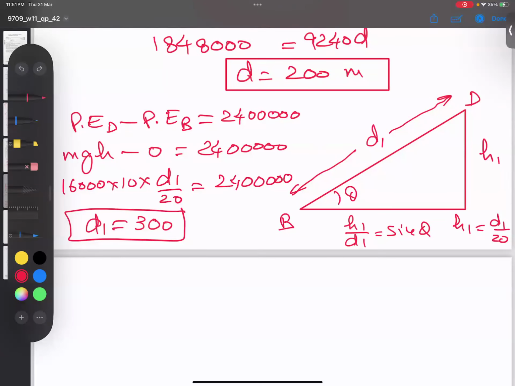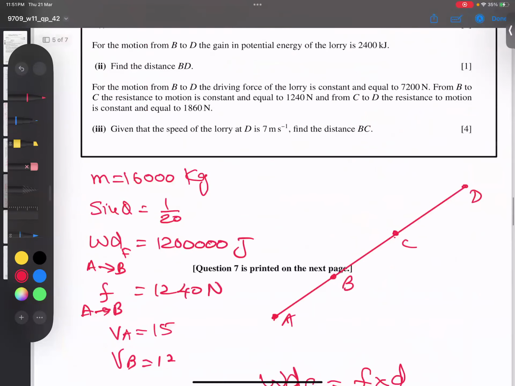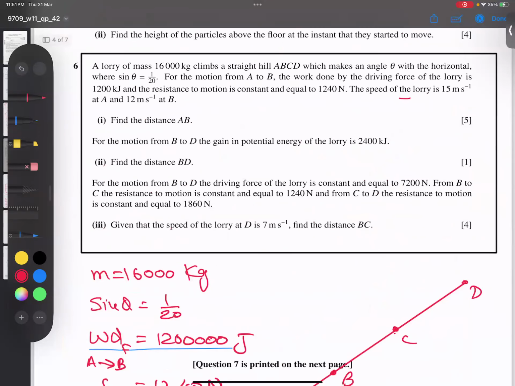So Alhamdulillah Rabbil Alameen, part 2 is completely over. And let's talk about the last part, the third part. The third part is a little bit tricky, because it is for 4 marks. And the question, what? He talks about B to D. It means our attention is totally on B to D.